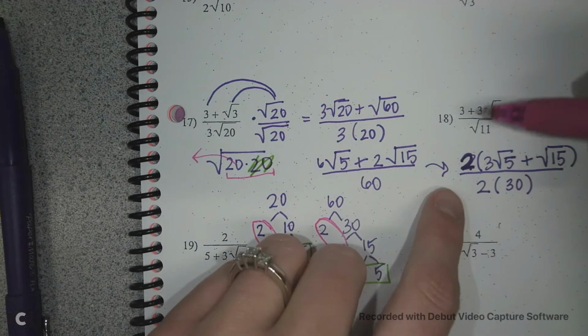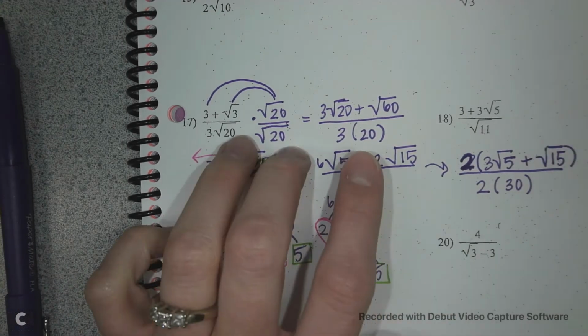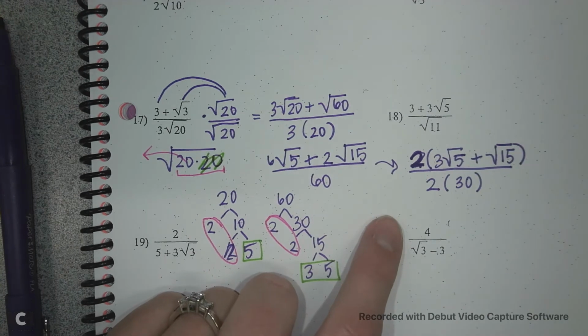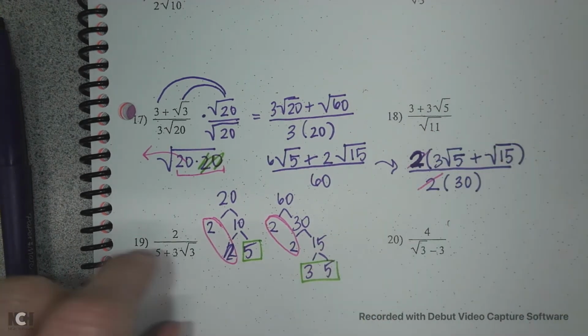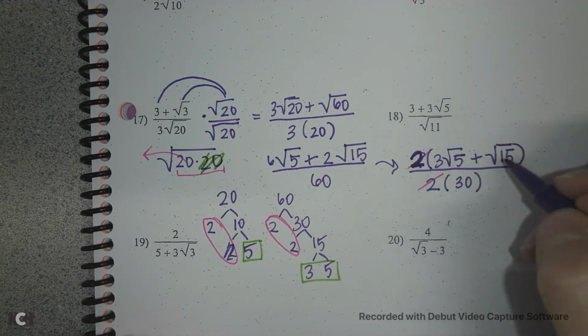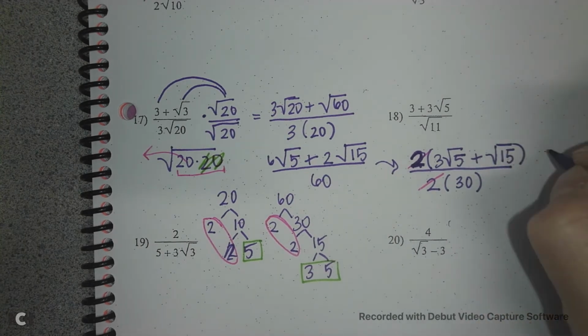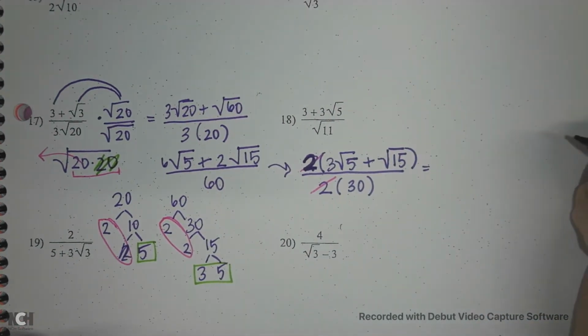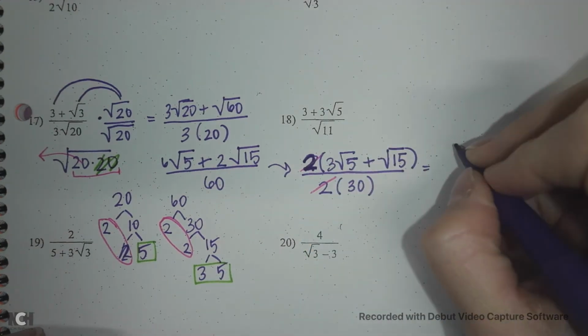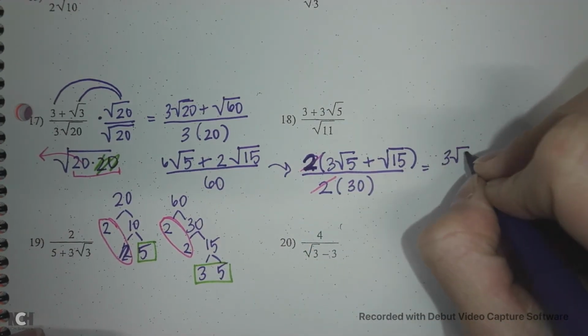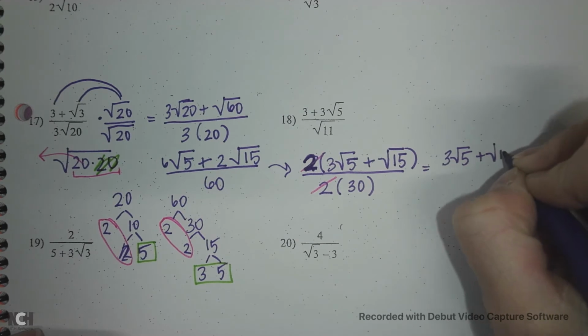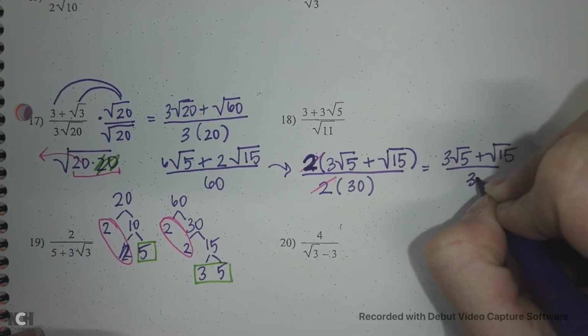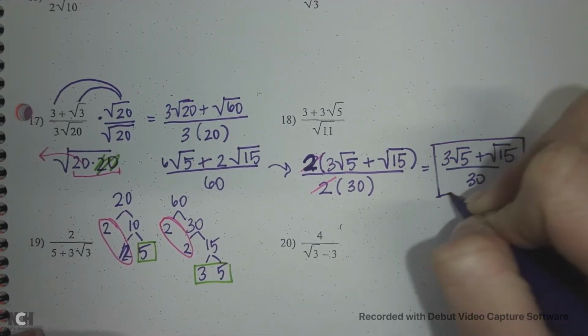Now, do you see how you have on the top and the bottom a 2 divided by 2? Well, 2 divided by 2 is the same thing as 1, so we can reduce, and our answer is going to be this business that we have here. So our answer for this problem, let's shift this. I know, I'm really sorry I ran into the other problem, but it's 3 root 5 and root 15 all over 30. So this is your answer to that problem.